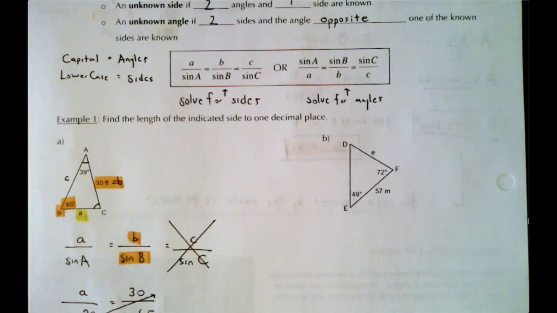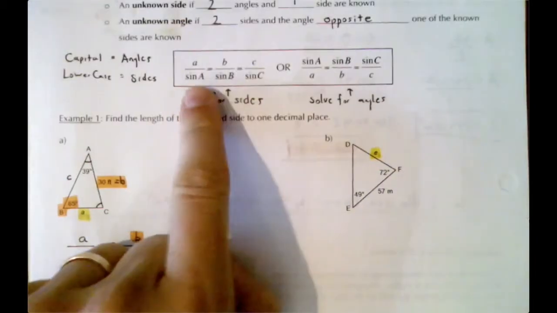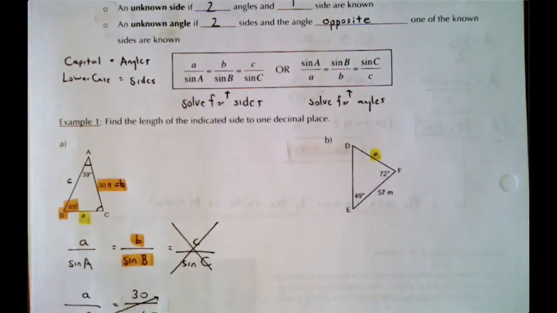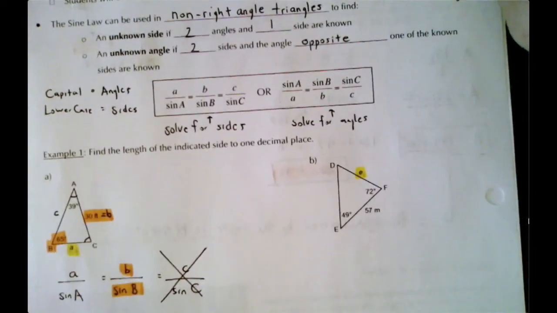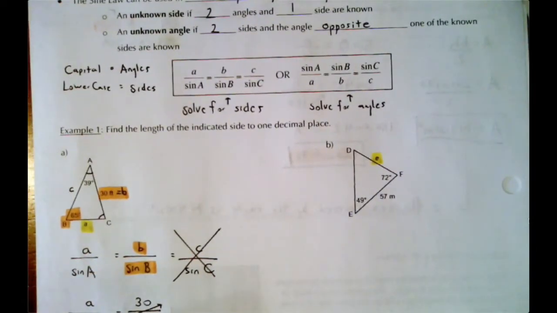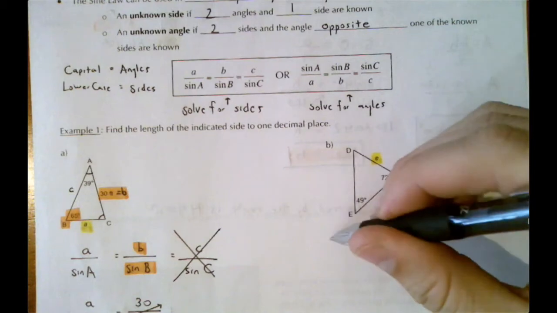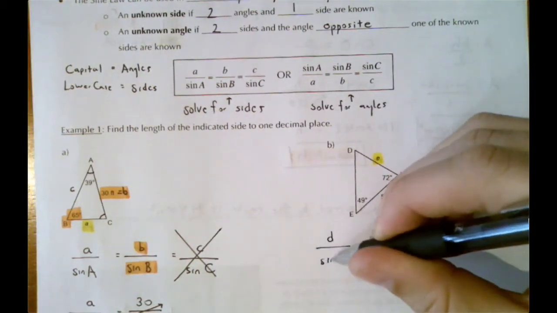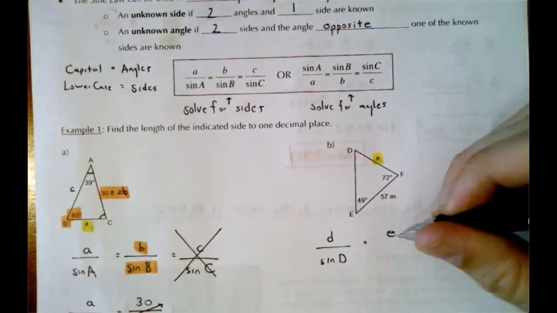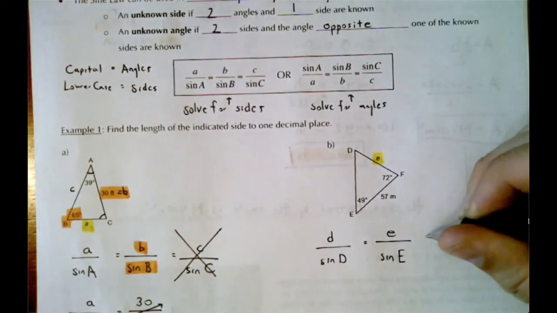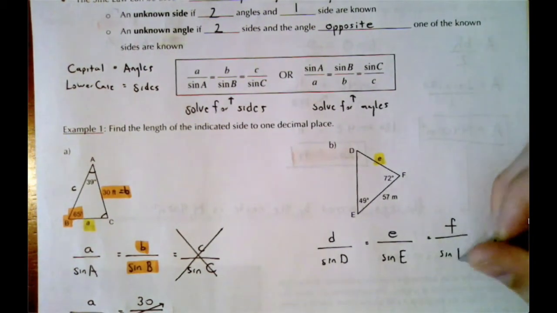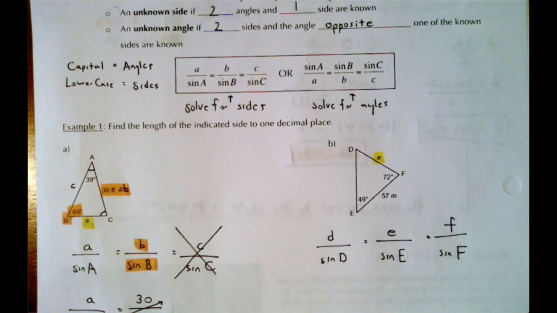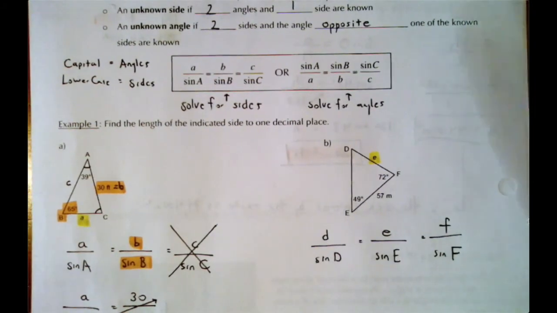Now we're looking for side E, so we are going to put sides on top. We're going to make it look like this version, but we just have to use the letters D, E, and F instead of A, B, and C. What order do you write them? It doesn't really matter as long as the pairs of letters are in the same fraction. Since we're looking for a side, we're going to put the little letters on top. I'm just going to do it in alphabetical order. So we've got D over sine D equals E over sine E equals F over sine F. And there we have a new sine law written to solve for sides.